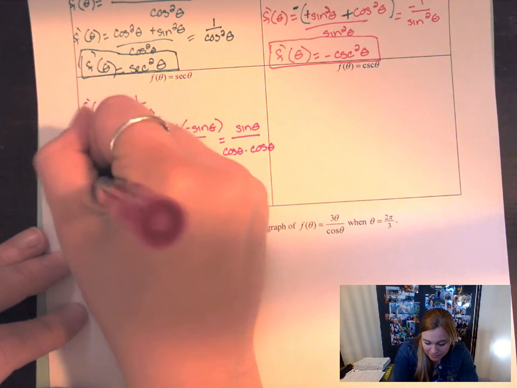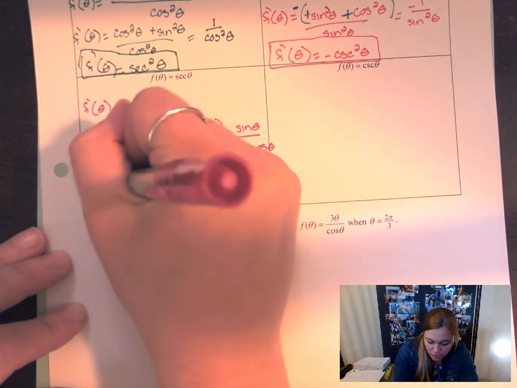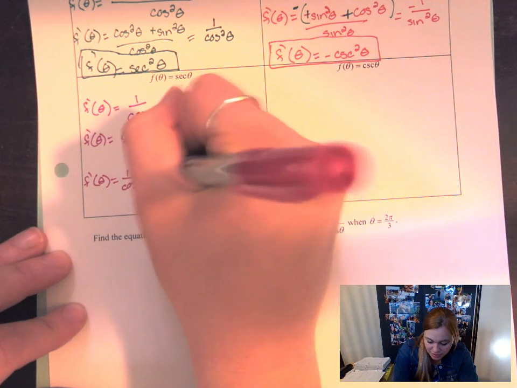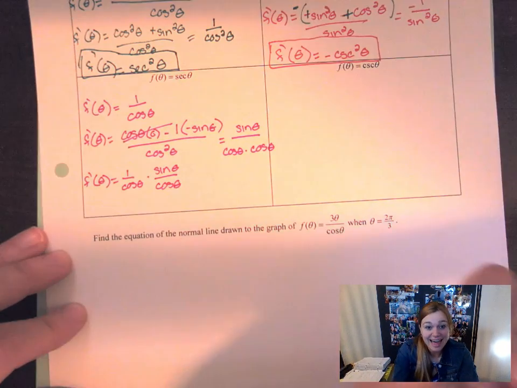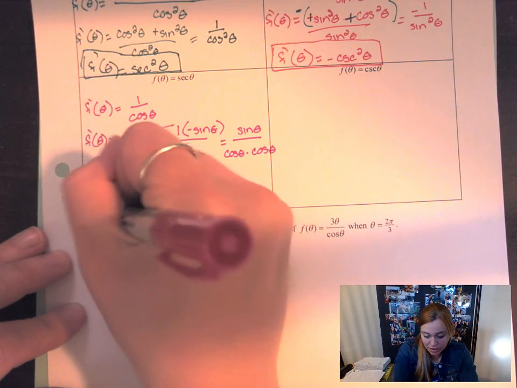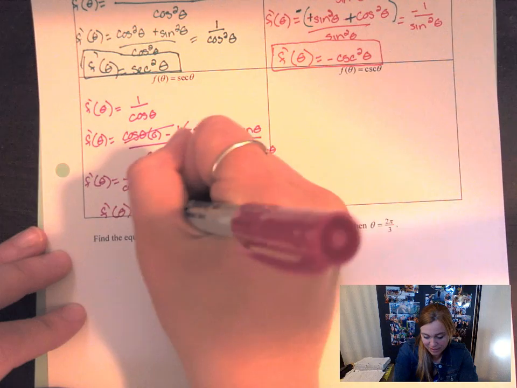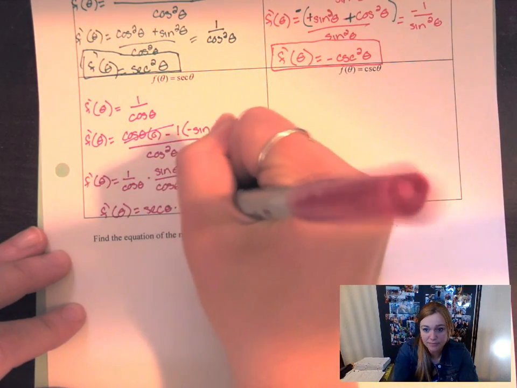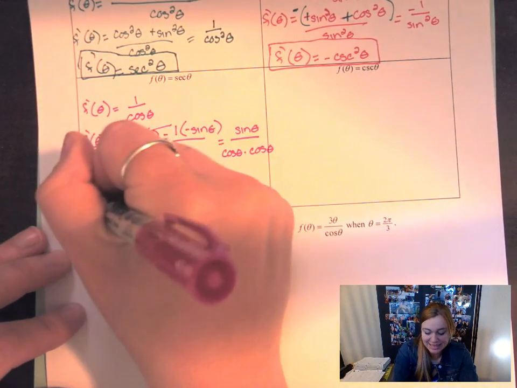F prime of theta is written as 1 over cosine of theta times sine of theta over cosine of theta. That, if I simplified it, 1 over cosine is the same thing as secant of theta. Sine over cosine is tangent. So we've got this derivative that is secant tangent.